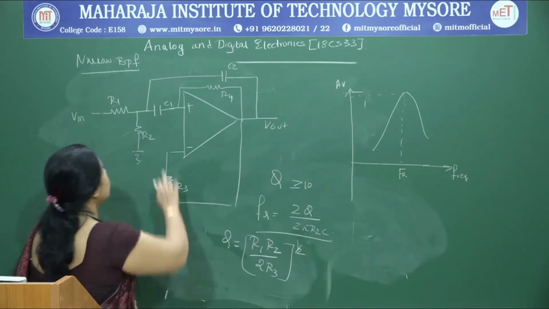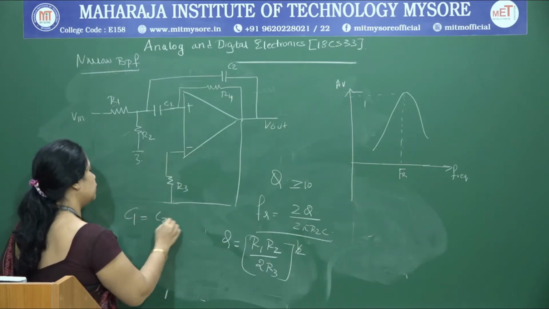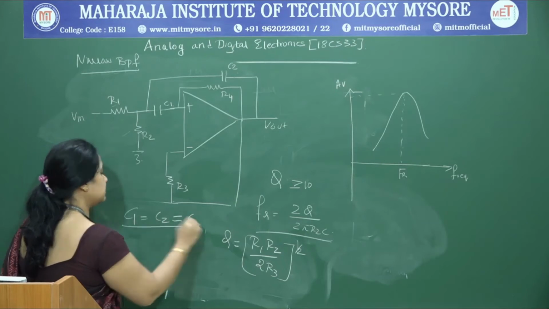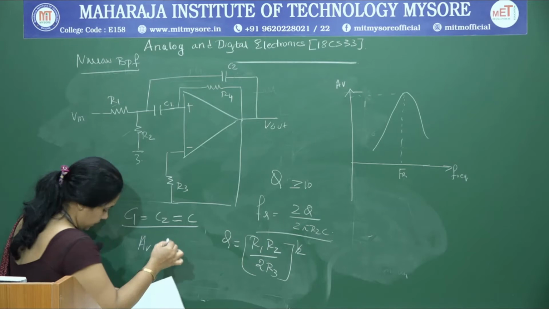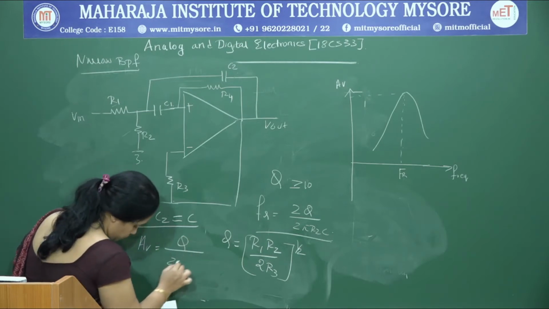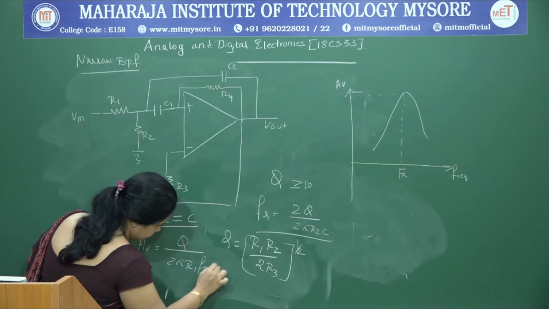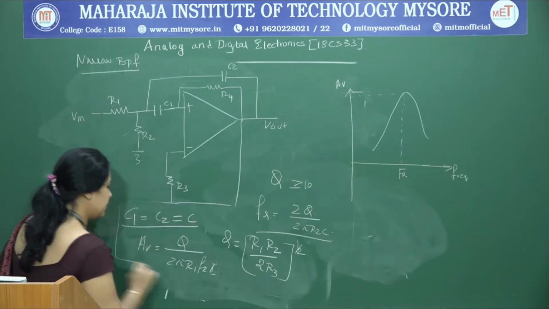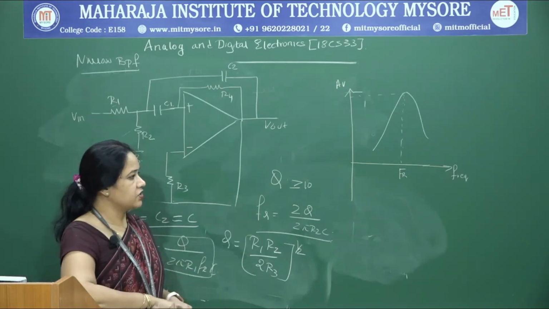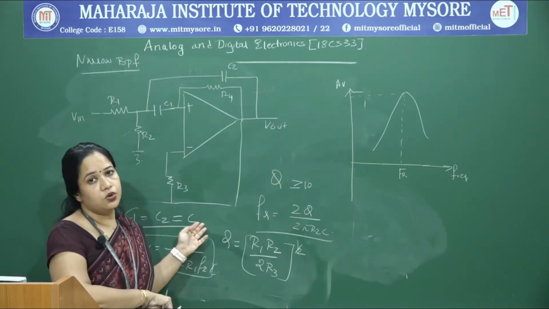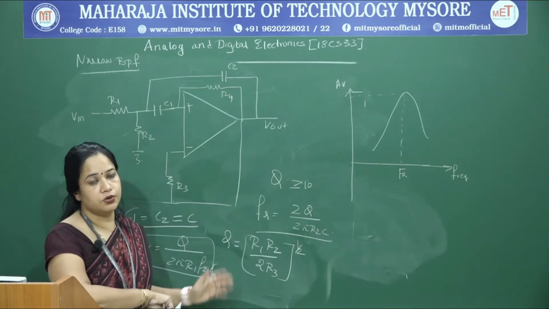And if you take two identical capacitance values, C1 and C2 equal, your gain tends to become Q by 2 pi R1 FRC. So, just remember these equations for the gain, quality factor and resonant frequencies. In case you are asked any problems, you will be using these equations to solve the problems.